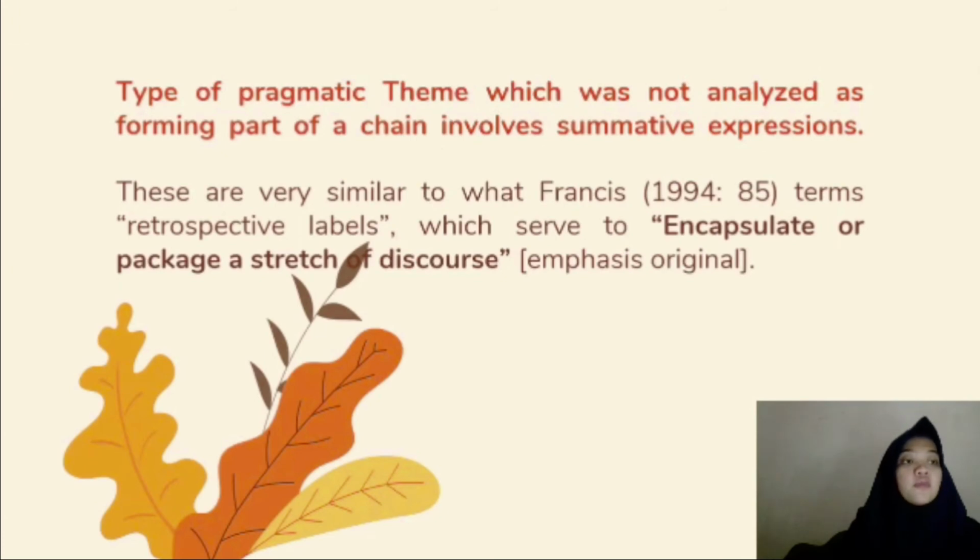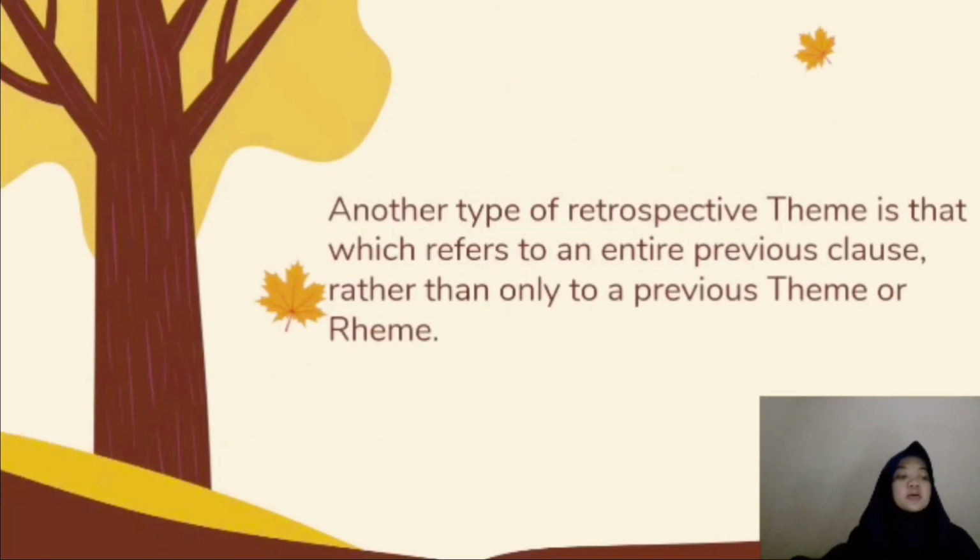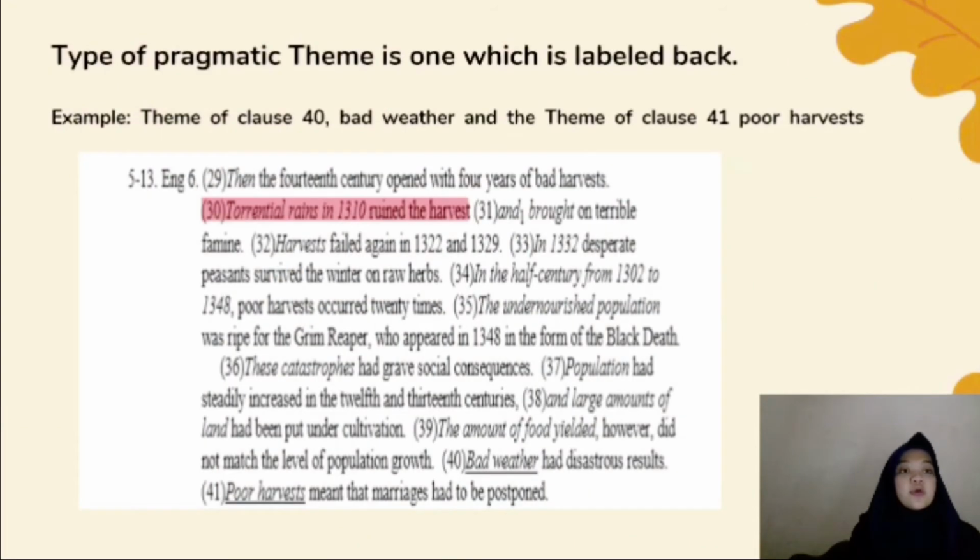The first type of pragmatic theme, which was not analyzed as forming part of a chain, involves motive expression. These are very similar to what France's 1994 term retrospective labels, which serve to encapsulate or package a stretch of discourse. Another type of retrospective theme is that which refers to an entire previous clause rather than only to a previous theme or rheme. This type of pragmatic theme is labeled back.